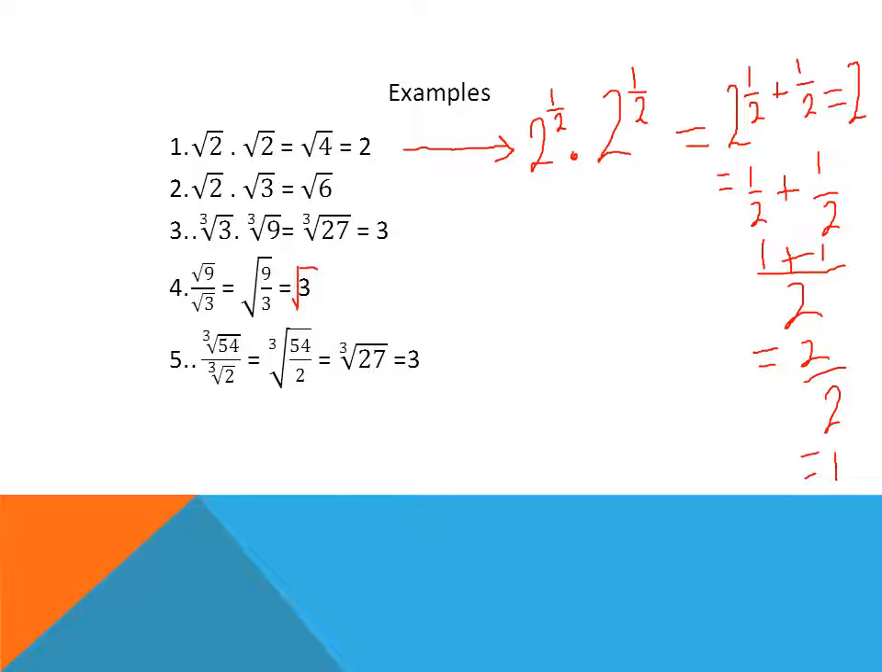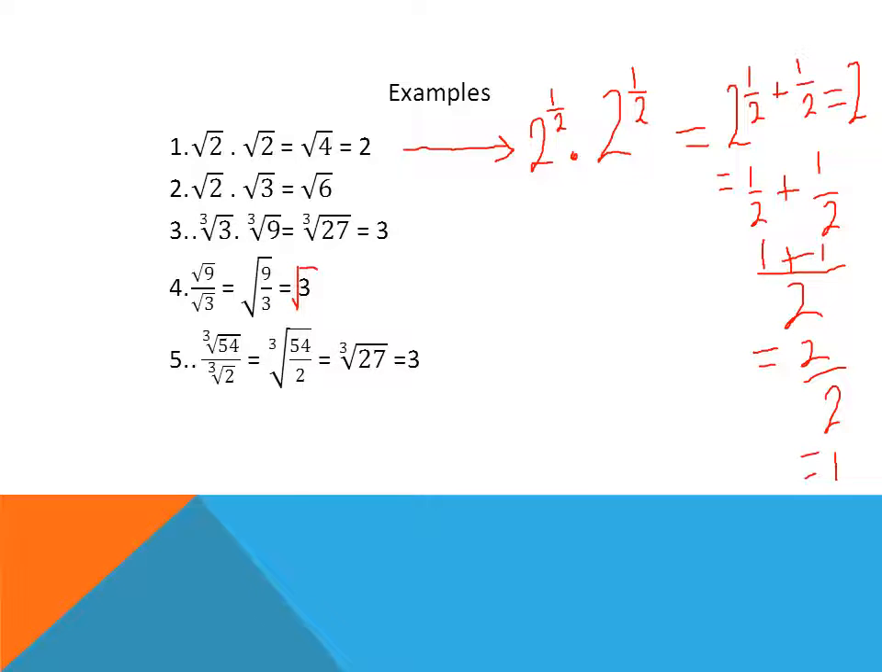So 2 divided by 2 will give us 1, and 1 times 1 will give us 1. So therefore 1 plus 1 is 2. 2 divided by 2 is 1. So we are going to have 2 to the power 1, and 2 to the power 1 is 2.